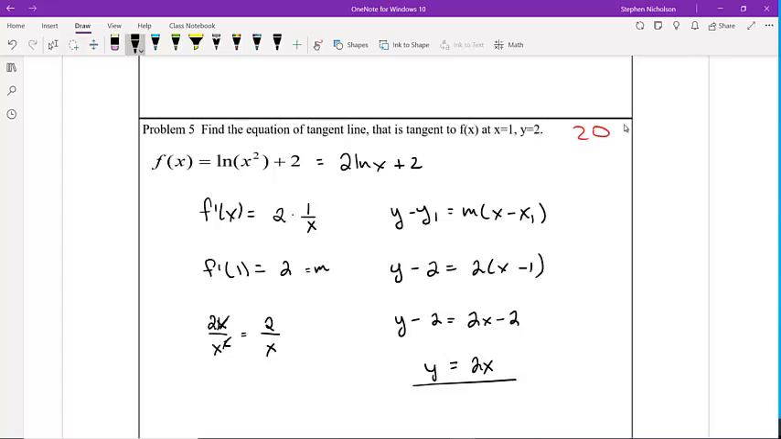And if you plug in x equals 1 from here, you get 2 over 1, which is 2. So that's from your slope, your point, your final answer.